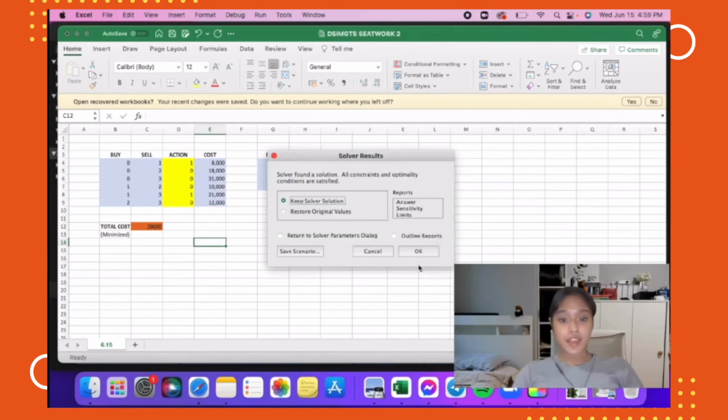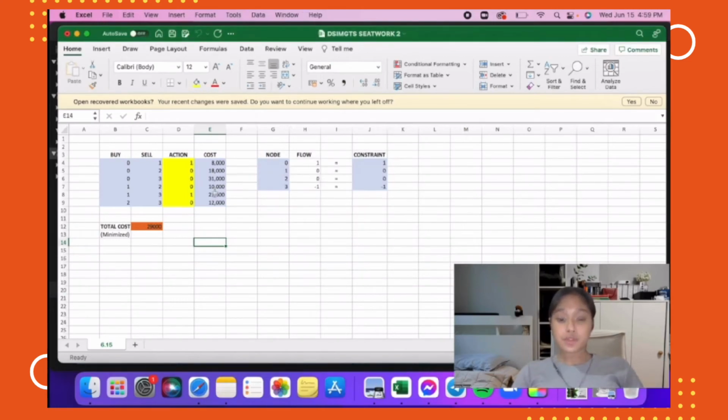Then click OK. Then we get our optimal solution of buying in the current year and selling it after a year, and then buying the tractor again in the first year and selling it on the third year. So this would minimize our cost to 29,000. Thank you.